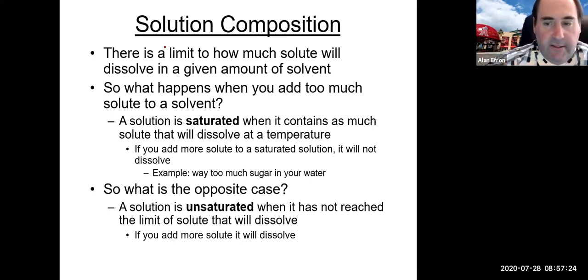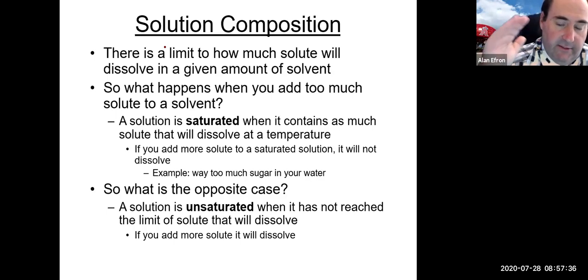Now, what happens when you're before that point is what is known as an unsaturated solution. In an unsaturated solution, you haven't hit the maximum amount of solute that will dissolve, which means if you add more solid, it will continue to dissolve. And it will continue to dissolve until you've hit the saturation point, which is essentially a saturated solution.